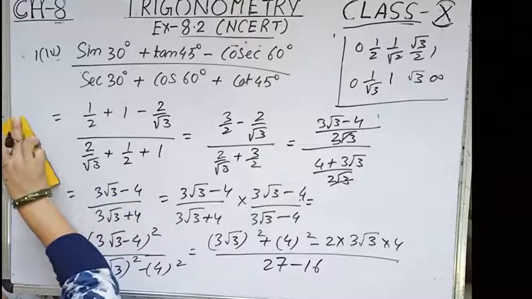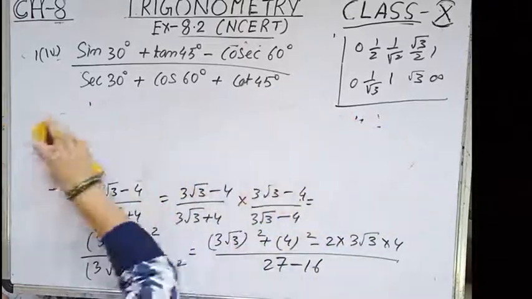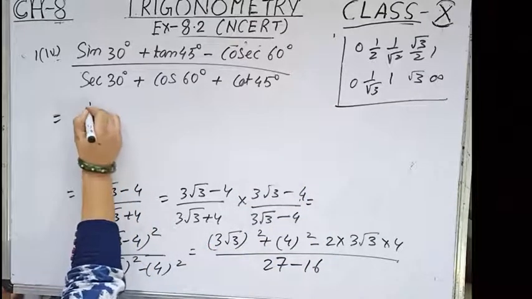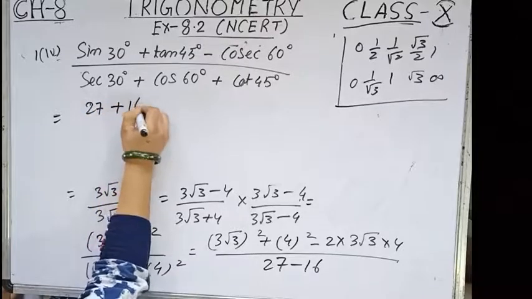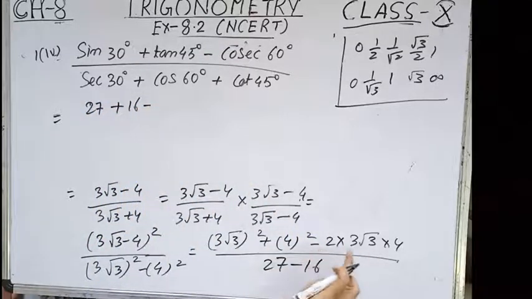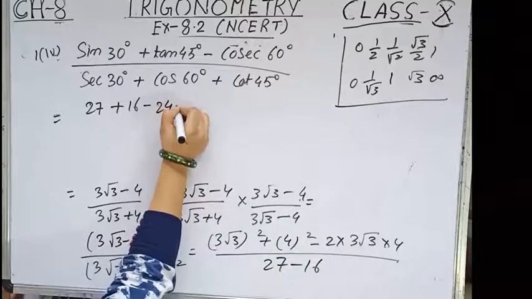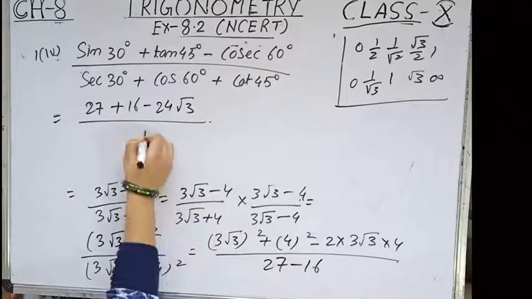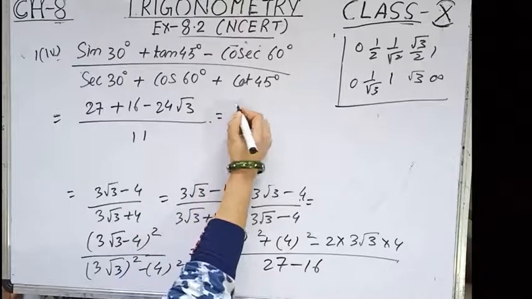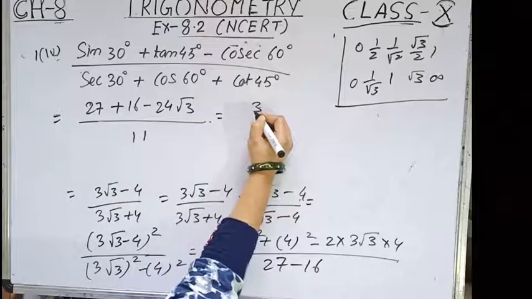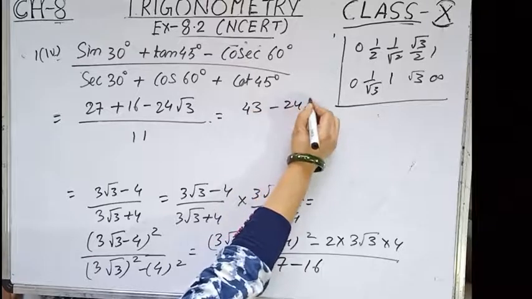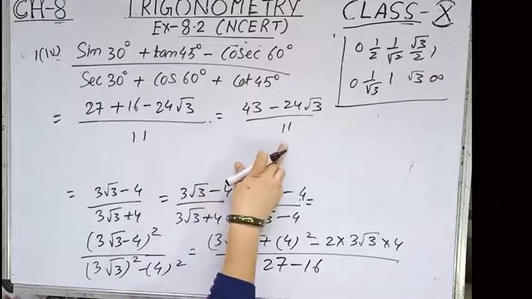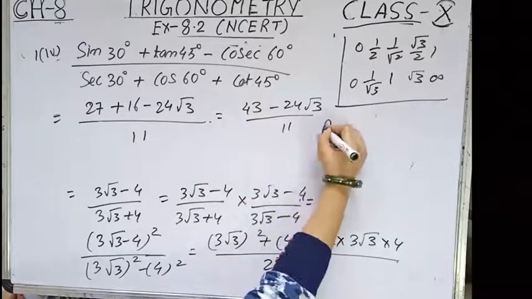Now this value I have to write here. So let me write this, 9 3s are 27. So this will be equal to 27 plus 16 minus 4 2s are 8, 8 3s are 24. So this will be 24 root 3 divided by 27 minus 16, which is 11. So this will be equal to 43 minus 24 root 3 by 11. So this is the answer, or you can write 43 by 11 minus 24 by 11 root 3, and this will be the answer.